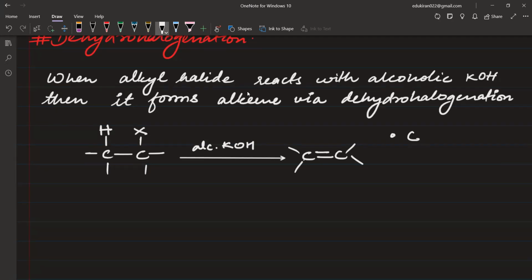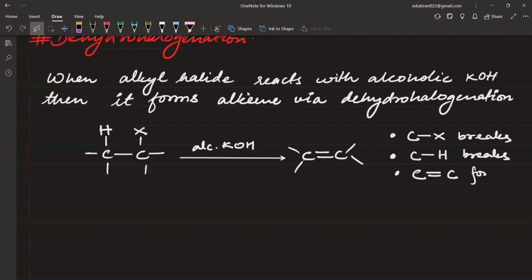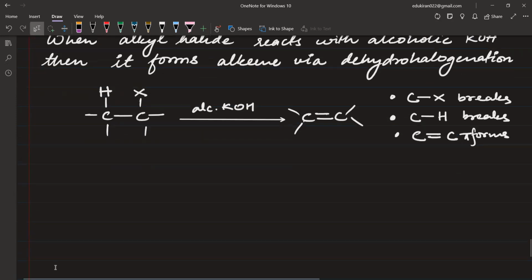So what is happening here? See, the C-X bond is breaking, and the C-H bond is breaking, right? And in place of this, between the same carbon atoms which had the C-H and C-X bonds, we are forming a double bond. So this breaks, and this forms. A pi bond forms between the carbons, please remember.